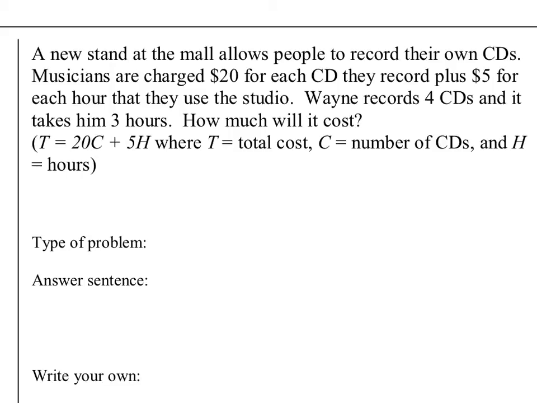And in parentheses here it says T equals 20C plus 5H, where T is equal to total cost, C is equal to the number of CDs, and H is equal to hours. What shall we do first? Emily. Yep. Bracket my question, and now we need to answer said question with units.